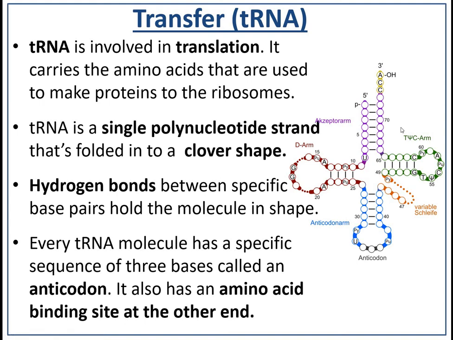And that is because there's hydrogen bonds between specific base pairs which hold the molecule shape together in this clover-like shape. And every tRNA molecule has a specific sequence of 3 bases called an anticodon. So it's got these 3 bases which is called an anticodon, which it would bind to a complementary codon on the mRNA. So you've got these 3 bases of anticodon, and then you've also got an amino acid binding site at the other side for it to carry the amino acid.